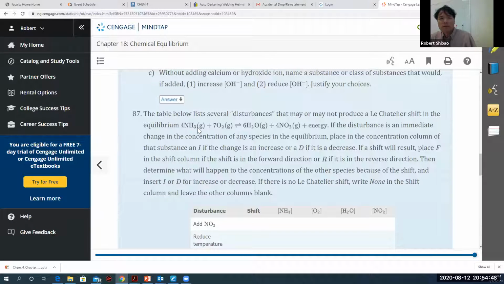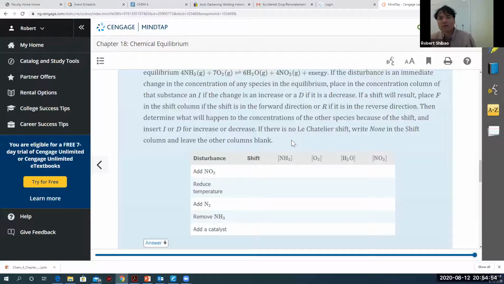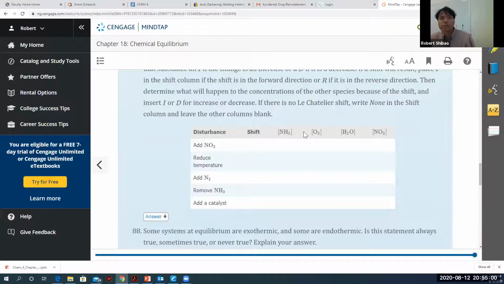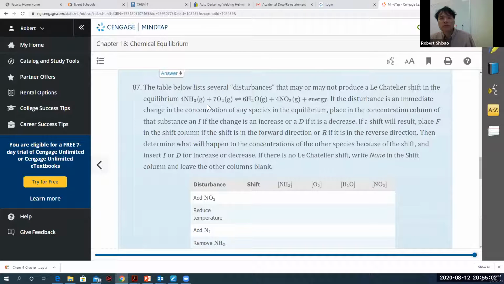This is combustion of ammonia to produce nitrogen dioxide. So we can produce nitrogen monoxide or nitrogen dioxide depending on the conditions we have here. And so this is at equilibrium. So if we add NO2, it's going to shift it left. That's product. If we reduce temperature, this is exothermic. So if we reduce temperature, we're removing heat. We remove heat, then it shifts it to the right.